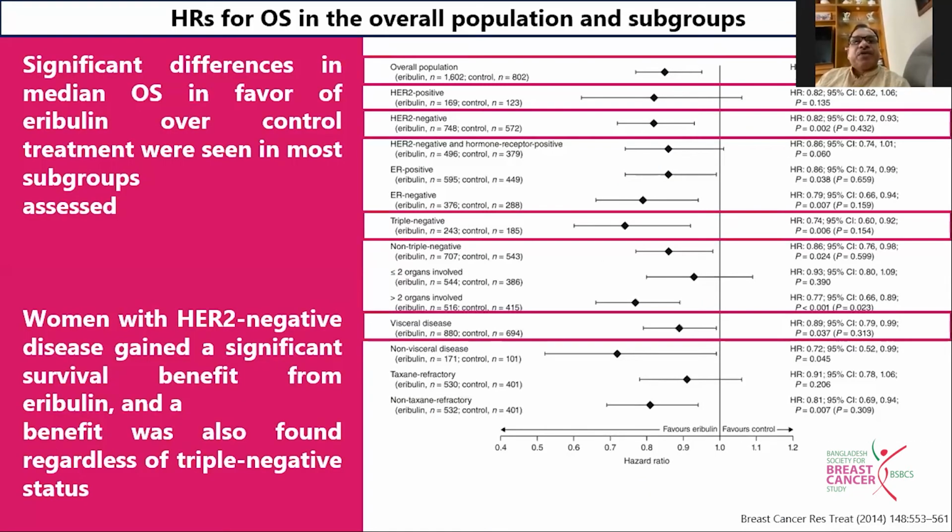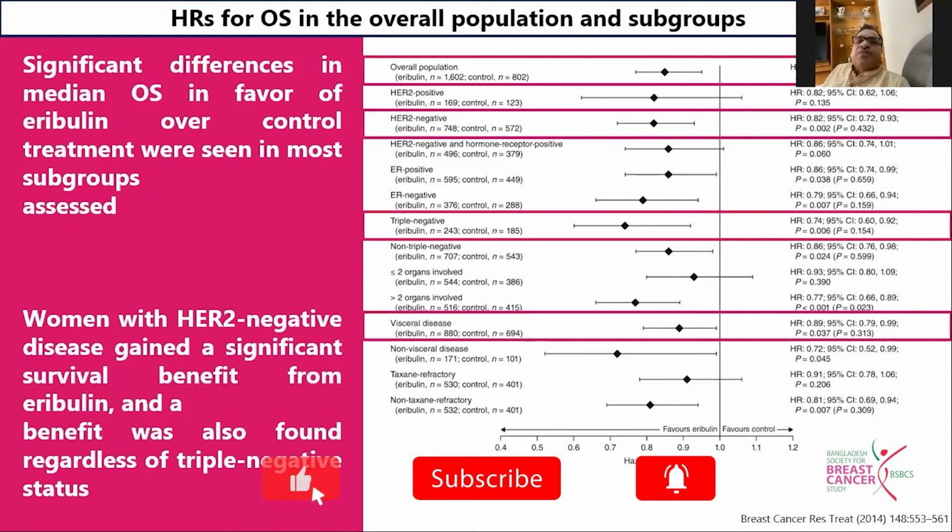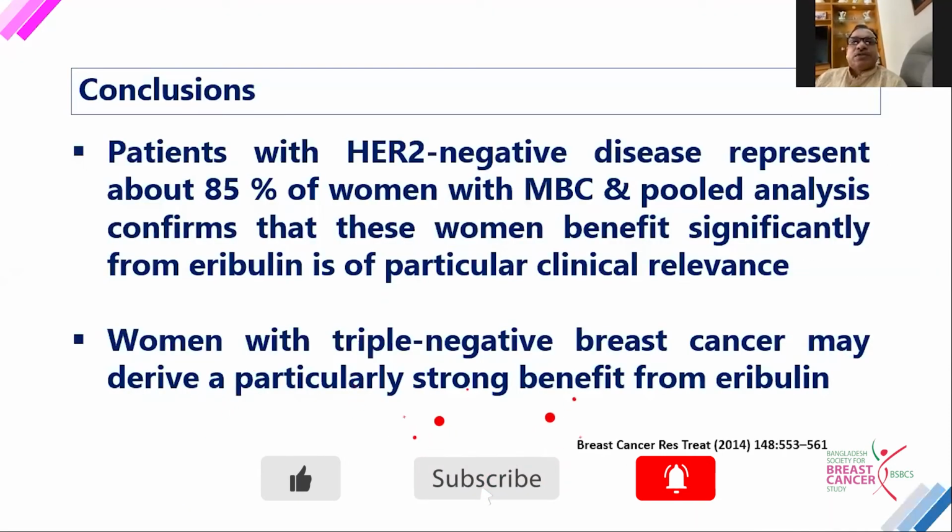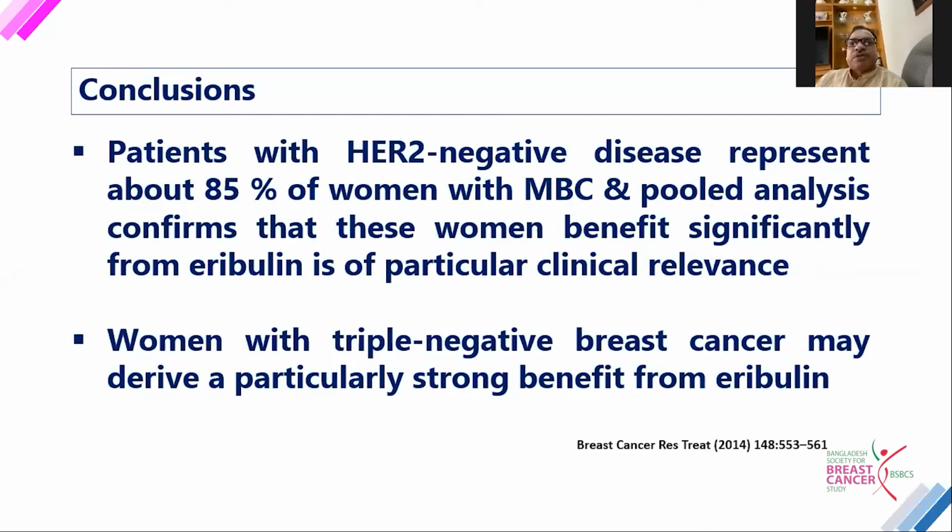A significant difference in the median overall survival in favor of eribulin over control treatment was seen in most subgroup assessments. Women with HER2-negative disease gained a significant survival benefit from eribulin, and the benefit was also found regardless of triple-negative status. So in these conclusions, in patients with HER2-negative breast cancers, about 85% of women with metastatic breast cancer, the pooled analysis confirmed that these women benefit significantly from eribulin, which is of particular clinical relevance. Women with triple-negative breast cancer may derive a particularly strong benefit from eribulin.